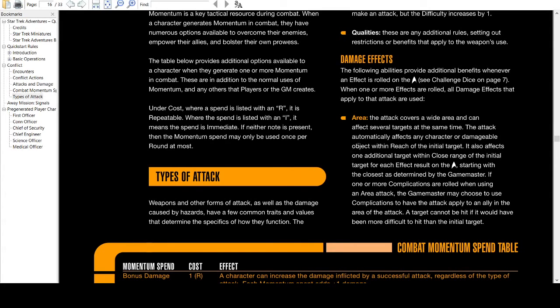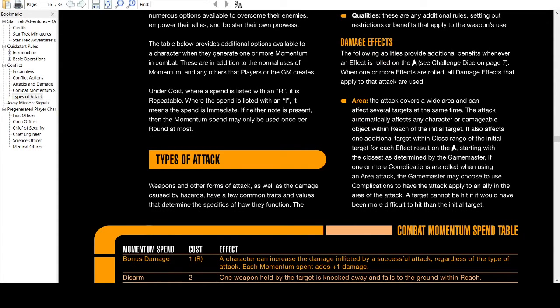Okay, so area. The attack covers a wide area and can affect several targets at the same time. The attack automatically affects any target or damageable object within reach of the initial target. It also affects one additional target within close range of the initial target for each effect result on the challenge dice, starting with the closest as determined by the game master. If one or more complications are rolled when using an area attack, the game master may choose to use the complication to have the attack applied to an ally in the area of the attack. A target cannot be hit if it would have been more difficult to hit than the initial target.